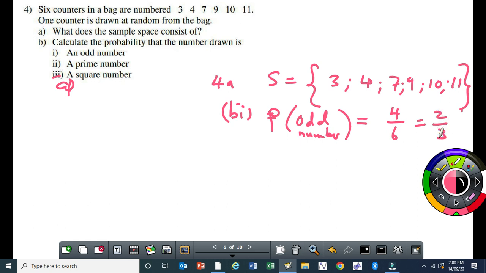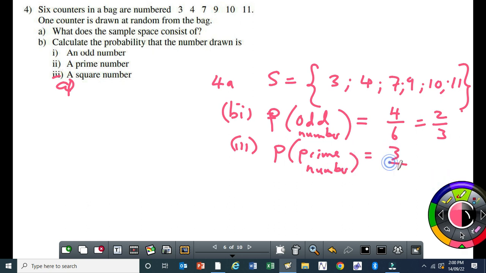A prime number. What is a prime number? Okay, is 3 a prime number? Yes. A 4? No. 7? Yes. A 9? No. 10? No. 11? Yes. So how many prime numbers? One of the three. So it's a 3. So prime number. Okay, this is very simple, by the way. You are most likely to not get questions like this.